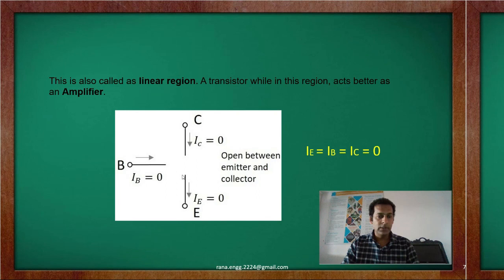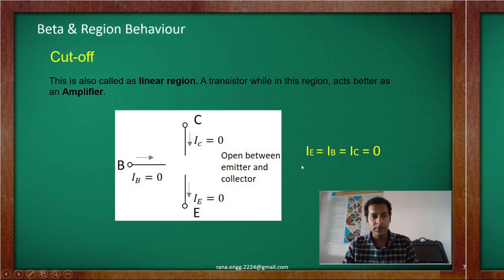In the cutoff region, the device will be off. If it is off, everything will be zero, no current. Then only it can be termed as the off condition. No input current, no output current, no emitter current, nothing, right? So this condition is called the off condition, where beta is not considered. This is cutoff.